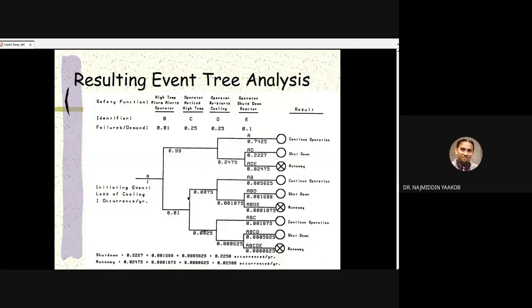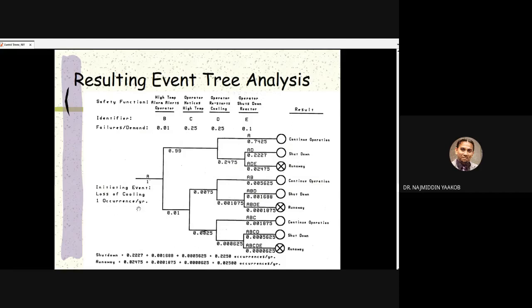Okay, example. This is an initiating event. The initiating event is the loss of cooling to a reactor. And you have 4 operating safety functions, which are high temperature alarm alerts operator, operator notices high temperature, operator restarts cooling, and operator shuts down reactor. So this is the possibility of a failure for each of these to happen, which is 0.01, 0.25, 0.25, and 0.1. This is based on the question.